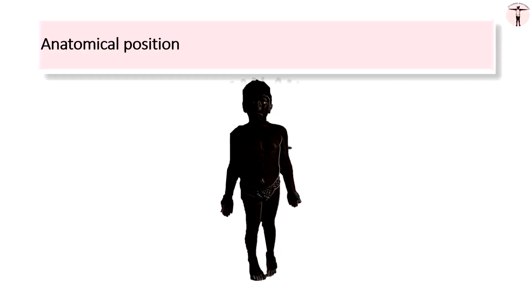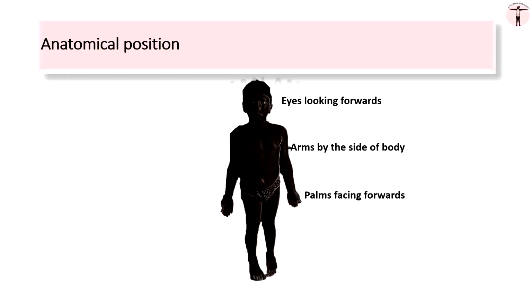Coming to the positions. The first position we will look into is the anatomical position. The position in which a person is standing straight with eyes looking forwards, both arms by the side of the body, palms facing forwards, and both feet together is called the anatomical position.